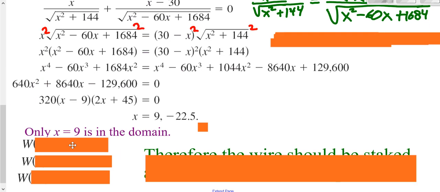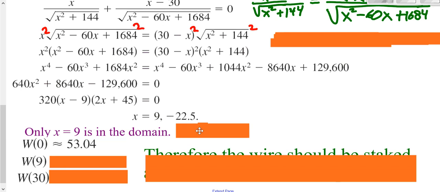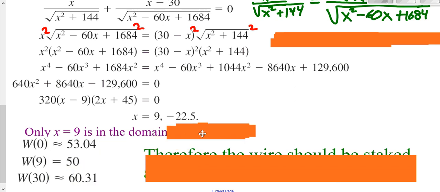So you have your two endpoints, 0, 30, and you have your critical point of 9. Plug them into your original function. And then you can see which one gives you the minimum length, which is right here.